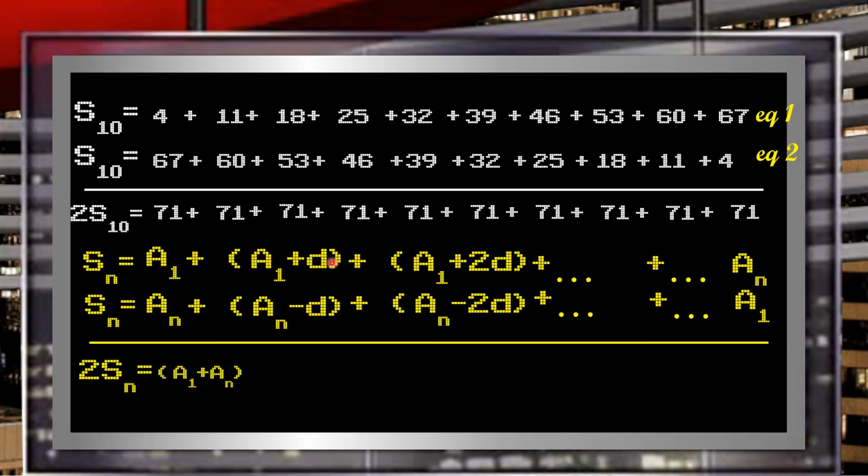But remember, d minus d is 0, so that cancels out. What remains is a sub 1 plus a sub n. Okay, plus again, for these two, 2d minus 2d is also 0, cancelled out. So, what remains is a sub 1 plus a sub n. And so on and so forth, until we arrive at the very last, a sub n plus a sub 1, or it can also be a sub 1 plus a sub n.